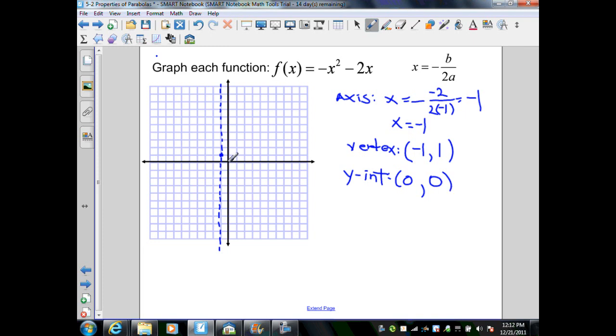So I graph my y-intercept, and I map its reflection over the axis of symmetry. It's 1 unit to the right, so I'll map it 1 unit to the left.